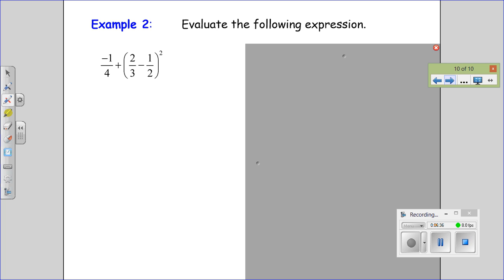Pause the video and try to do this question on your own, because it's going to incorporate integers work, order of operations, and rationals. So pause it now and then start it again when you've got a solution that you think is correct.